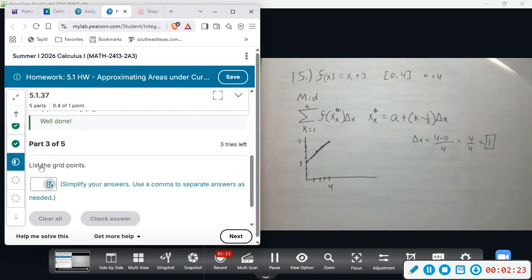All right, good there. All right, so we're going to list the grid points. So you start at 0, and then we will add 1 until we get to 4.